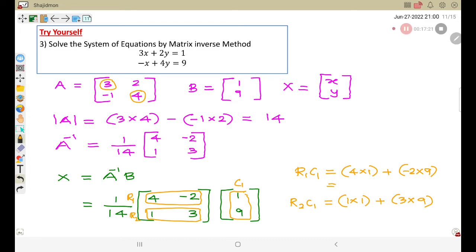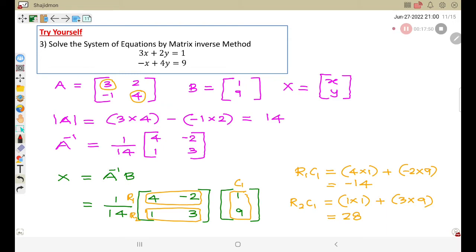4 multiply 1 is 4 plus -18. 4 minus 18 is -14. Correct? 4 minus 18 is -14. Now here, 1 multiply 1 is 1 plus 3 multiply 9 is 27. So 28. Correct? So we can write the answer.